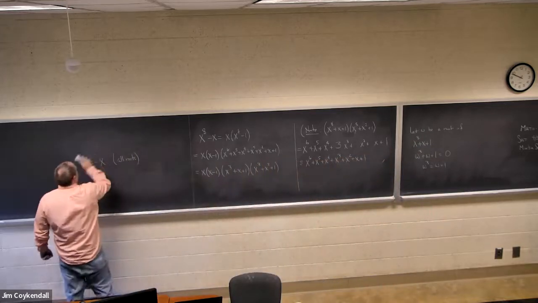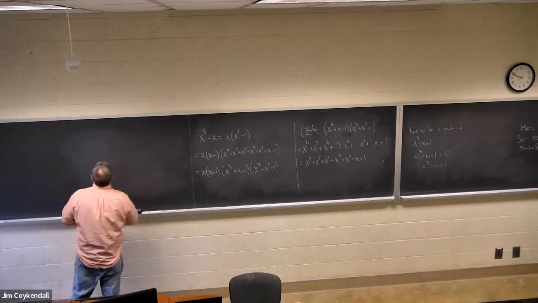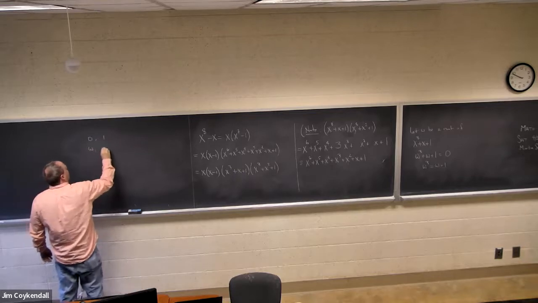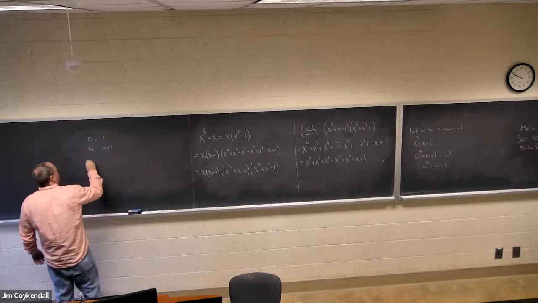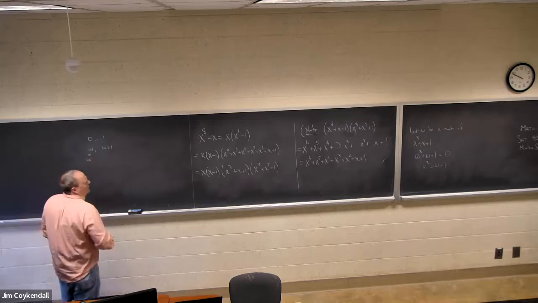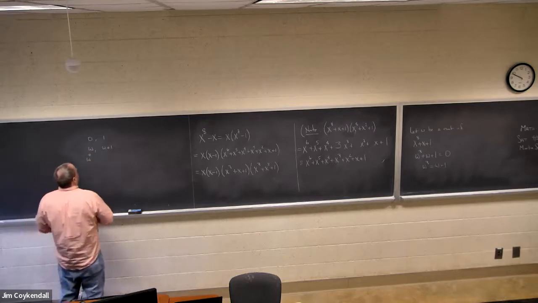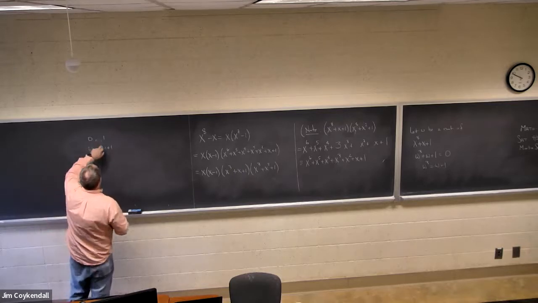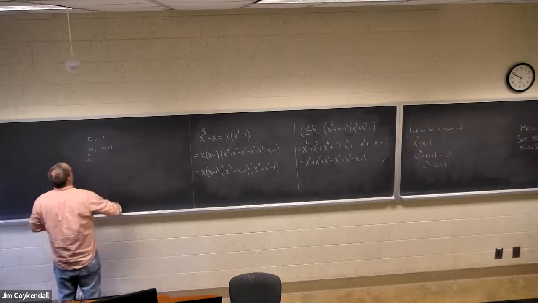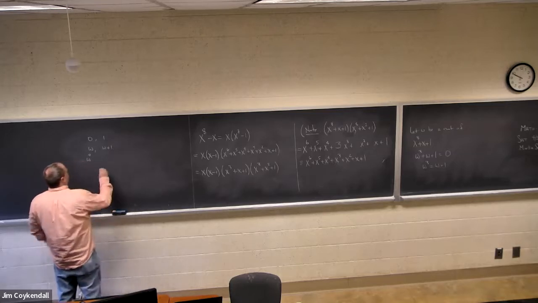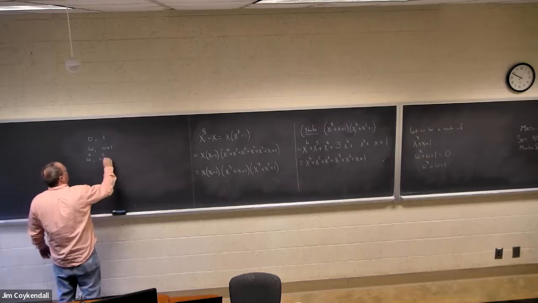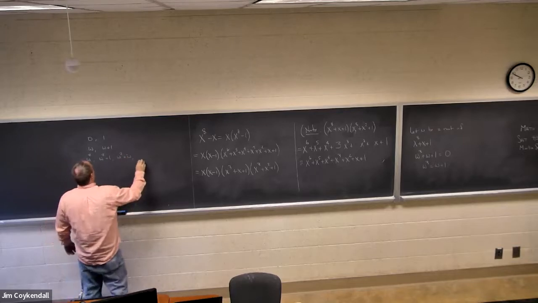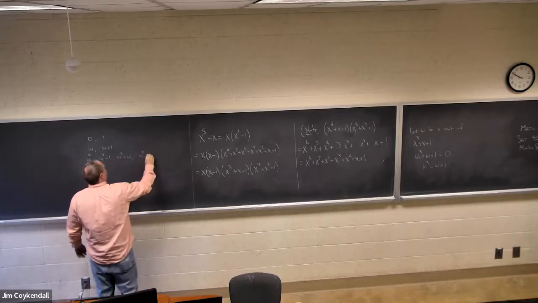So let me write down the elements of this field. There are 8 elements of this field. They are 0, 1, omega, omega plus 1, omega squared, omega squared plus 1, omega squared plus omega, and omega squared plus omega plus 1.